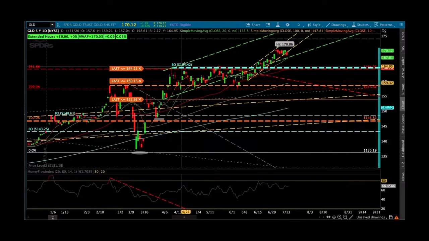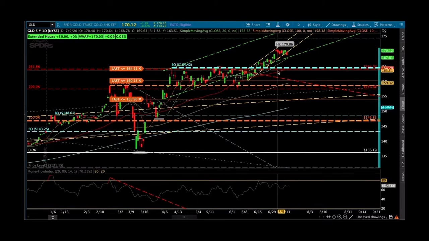The chart. Look where the neckline is, basically 164, 165. It's also the 50 MA. So I have those put short, and then I'm long the 160s, which is pretty close to the 100 MA in the backside of the old downtrend line.